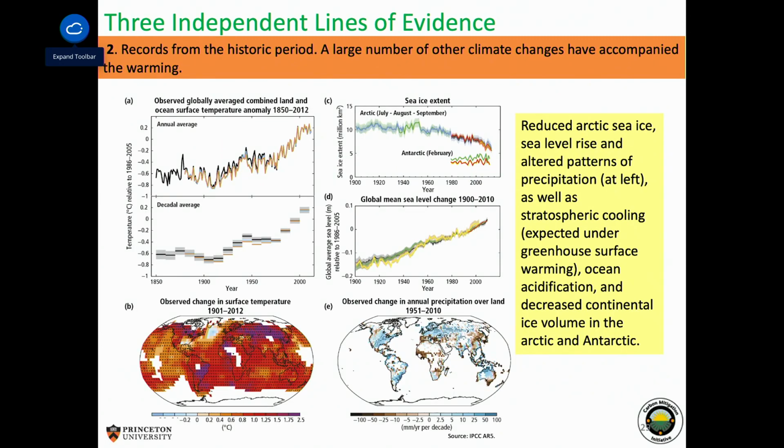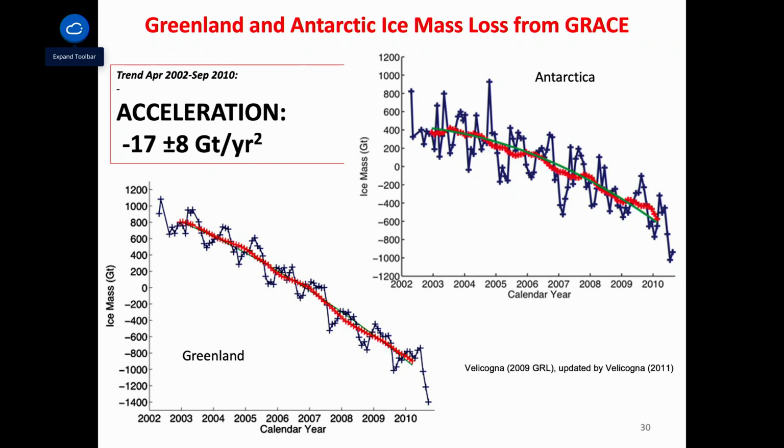Finally, these are more records from the historic period: sea ice extent, sea level changes. We'll talk about a lot more of those later. There's just a highly multidimensional body of evidence. Also, scientists check each other all the time. So it turns out you'd like to know, are Antarctica and Greenland deglaciating?